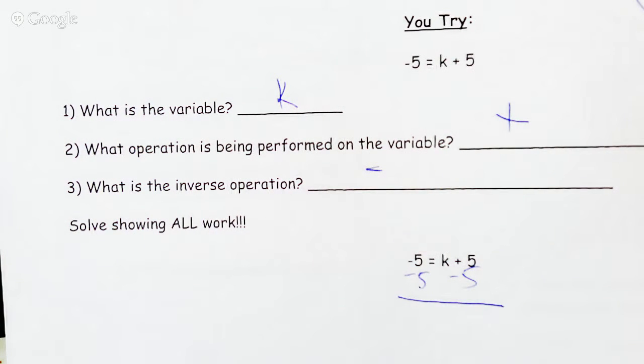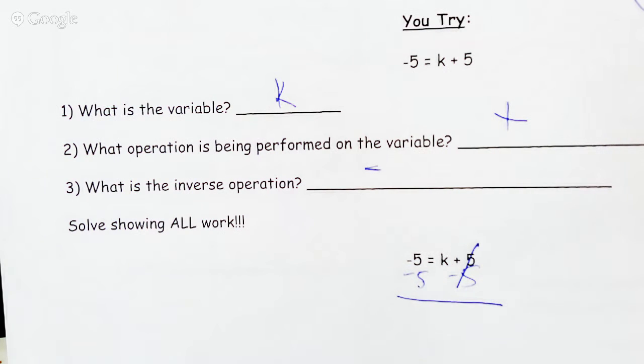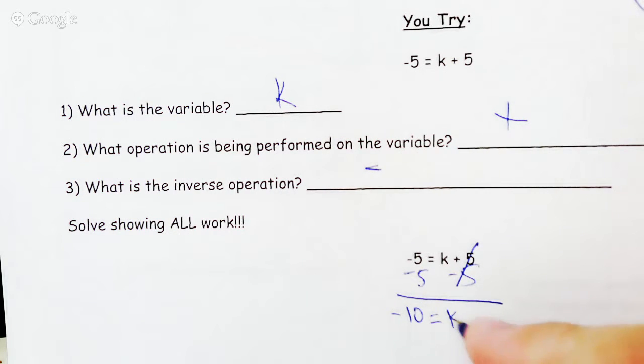Somebody else volunteer? What do we got after that? Dominic. Yep, they cancel. What's -5 minus 5 more? Close. -10. Yep, -10 is equal to K.